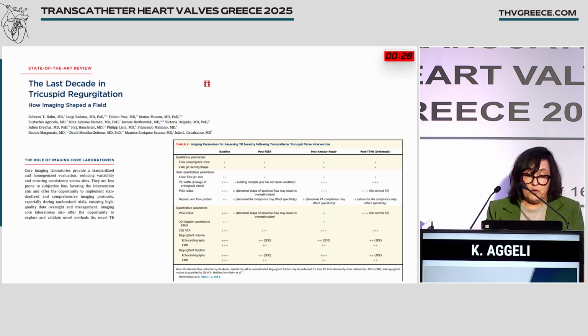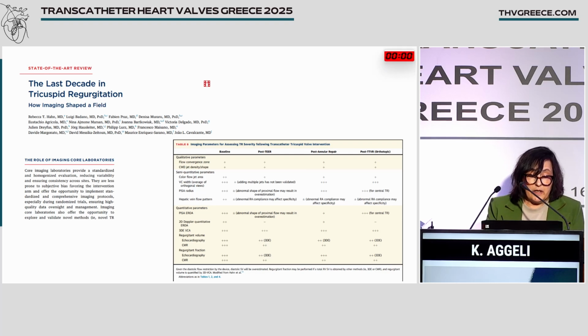We have to use all the advanced echo techniques and also CMR, but we have many difficulties in the evaluation of residual TR, because vena contracta adding multiple jets has not been validated. Abnormal shape of proximal flow may result in overestimation of the Pisa radius. And we try to use 3D in order to evaluate the residual tricuspid valvular regurgitation.